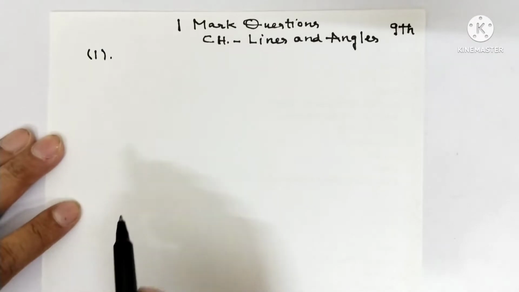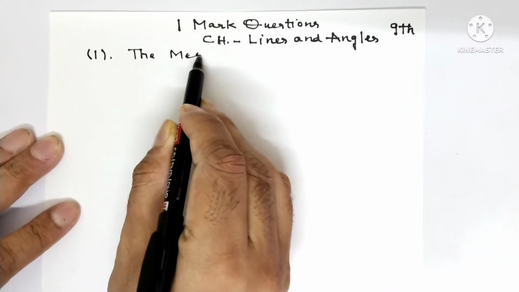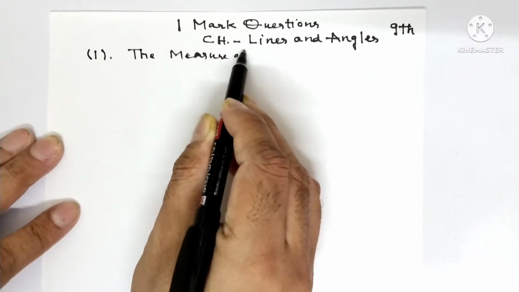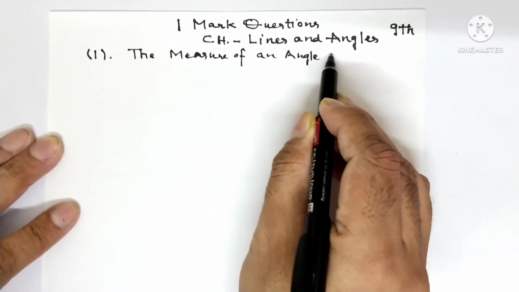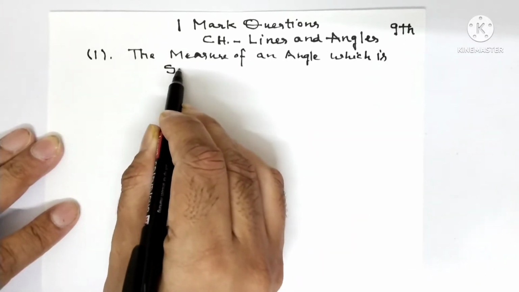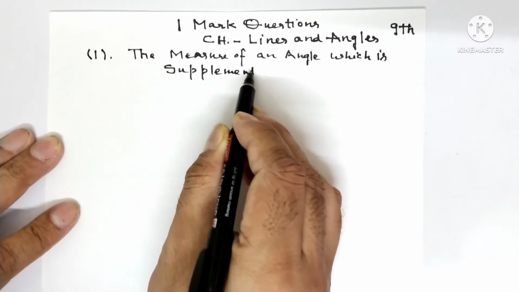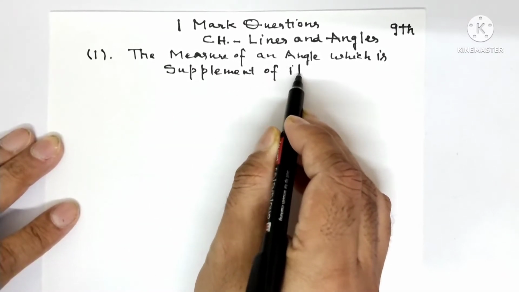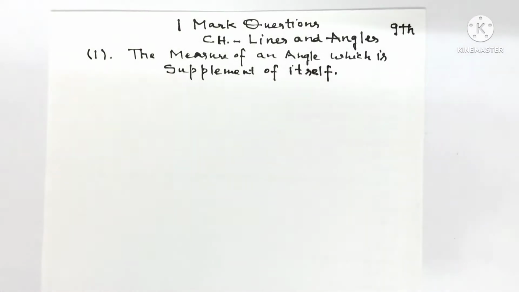Question number 1. The measure of an angle which is supplement of itself. So here he is asking the angle which is supplement of itself. So you must know what are supplementary angles. Those angles whose sum is 180 degrees.